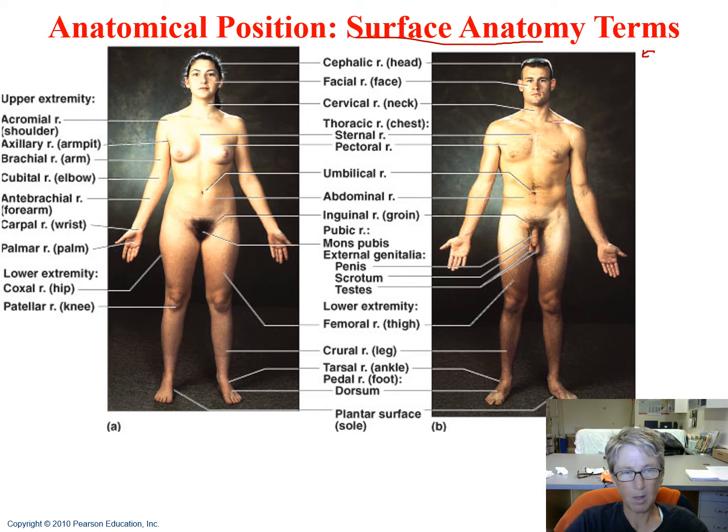So for example, in the upper extremity, and you should know all these parts for the test, these are all regions. This is the acromial region, more commonly known as the shoulder region. Here's the axillary region, the armpit. The brachial region, this is the arm. Cubital region is the elbow. The antebrachial region is the forearm. Sometimes people say upper and lower arm, but really it's the axillary, the brachial region, and then you have your forearm.